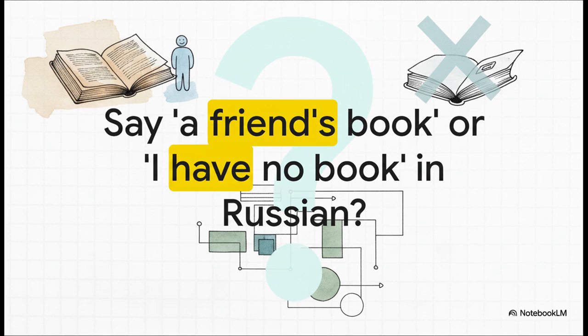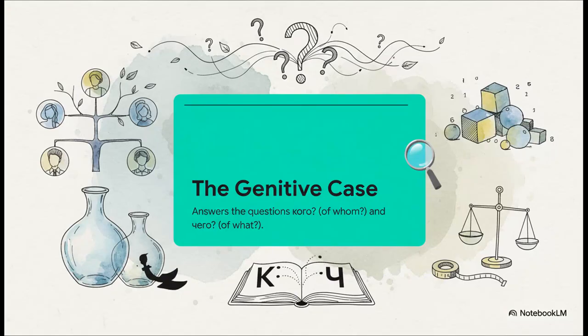So, have you ever found yourself wanting to say something pretty simple like a friend's book? Or maybe you need to explain that you don't have something, like I have no sister. These are things we say all the time, right? Well, the secret to saying them perfectly in Russian is exactly what we're going to unlock today. And that secret is the genitive case.